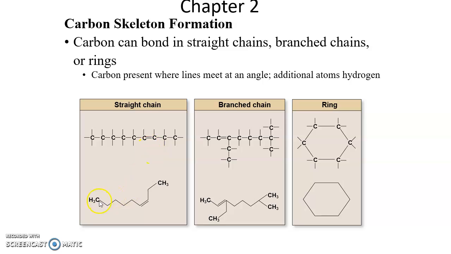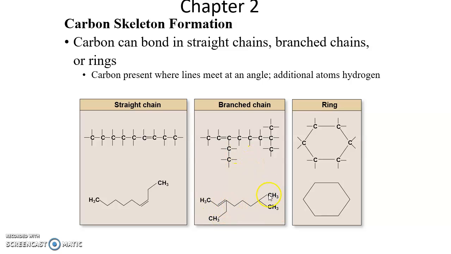And then you can also write it out as a line sort of structure, where you can see each point of the line is where a carbon is. And then you assume, of course, you have the additional hydrogen atoms that are needed. Here's the double bond we see here. And double bonds, it turns out, often bend the molecule. So you will see sort of what the shape is.